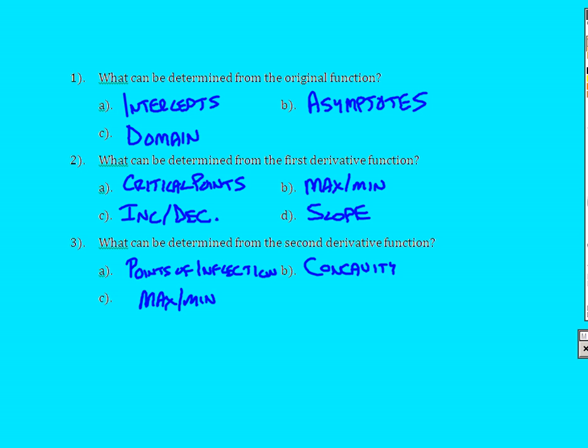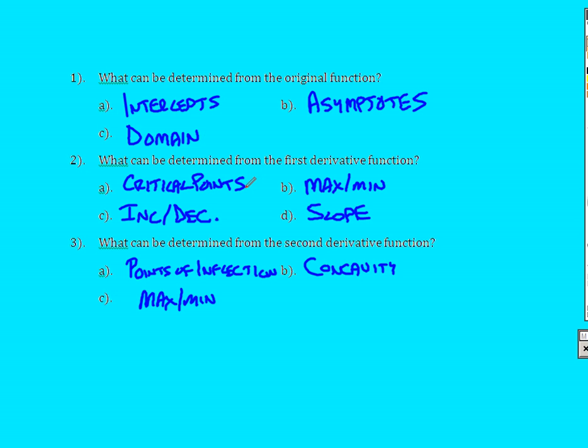Alright, what we're going to look for first: what can be determined from the original function, the derivative, the second derivative? Well, the original function, we want intercepts, x and y, asymptotes, both vertical and horizontal, and of course finding any domain, any breaks that we have possibly from setting the denominator equal to 0.